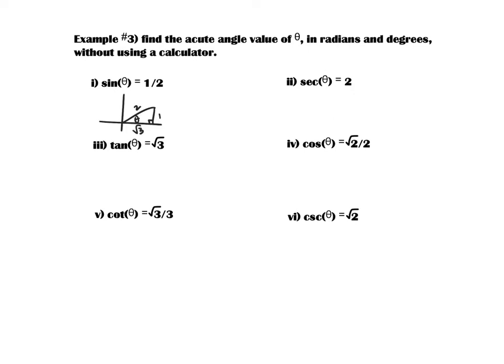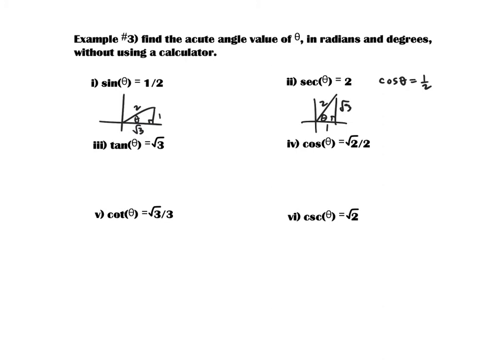Okay, so let's do the second one. Secant of theta equals 2. That means the cosine of theta would equal 1/2. So if the cosine of theta equals 1/2, here's theta, here's 1, here's 2, here would be root 3. Let's stop here and do both of these problems.